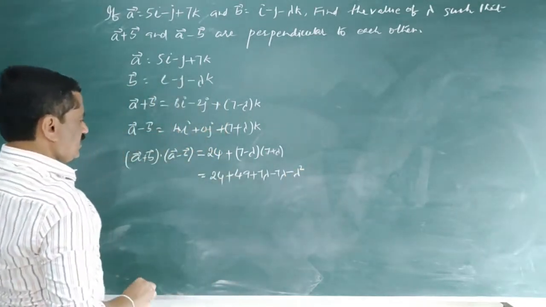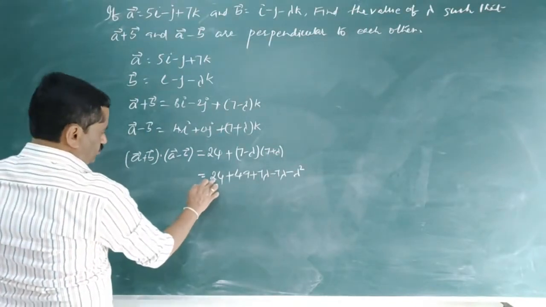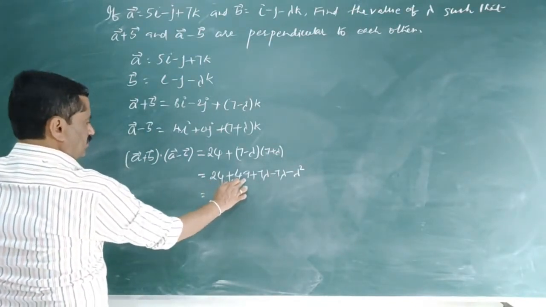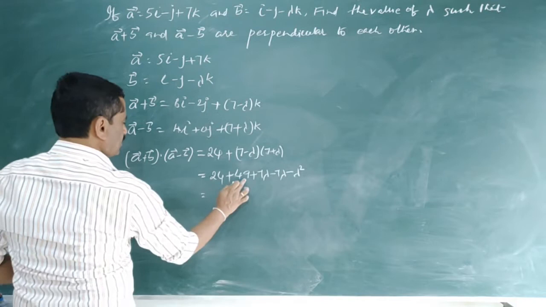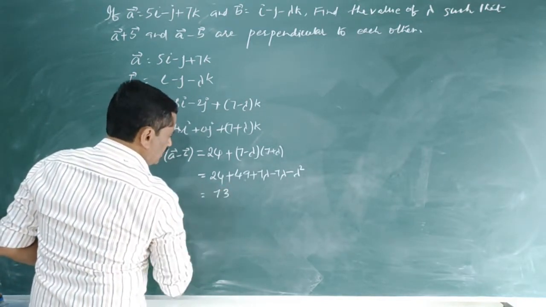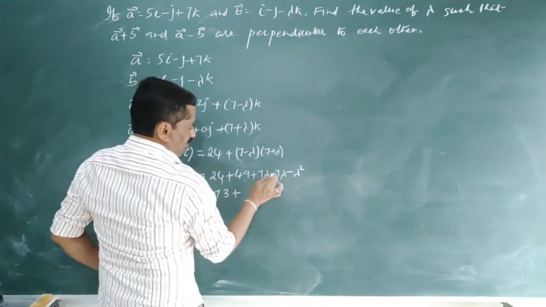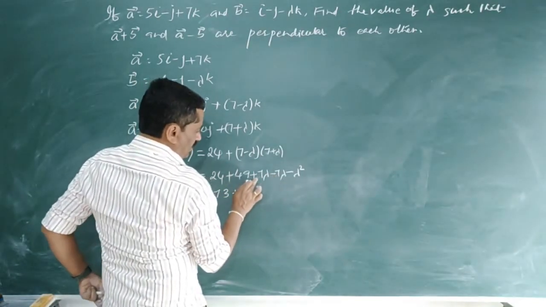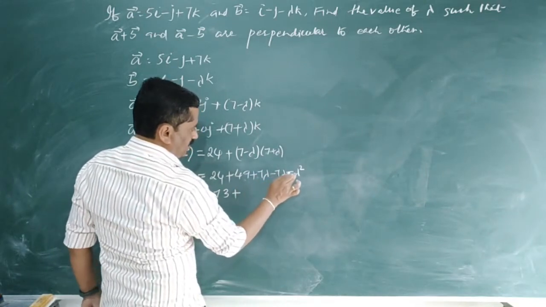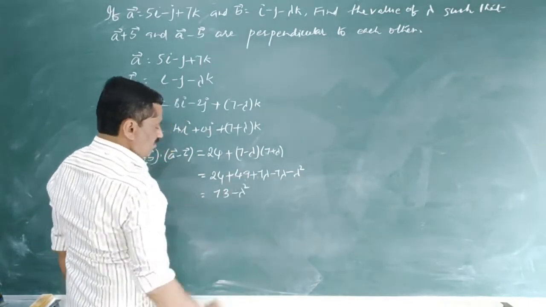Again simplification: 24 plus 49, we have 73, and plus 7 lambda minus 7 lambda get cancelled, then we have minus lambda square.